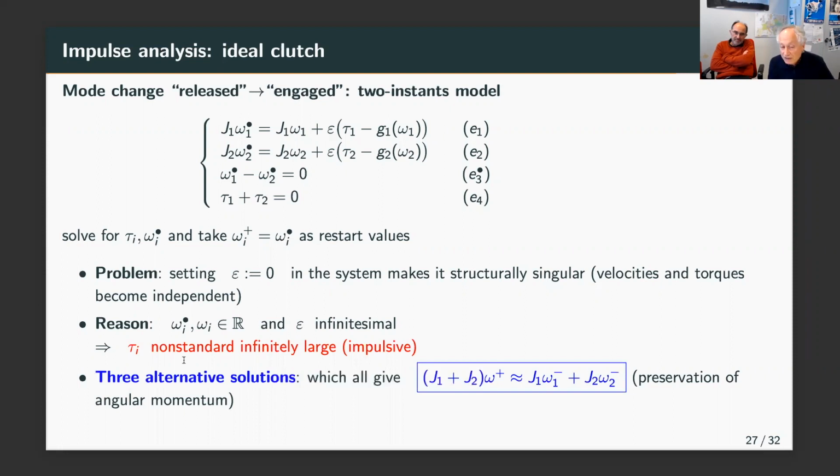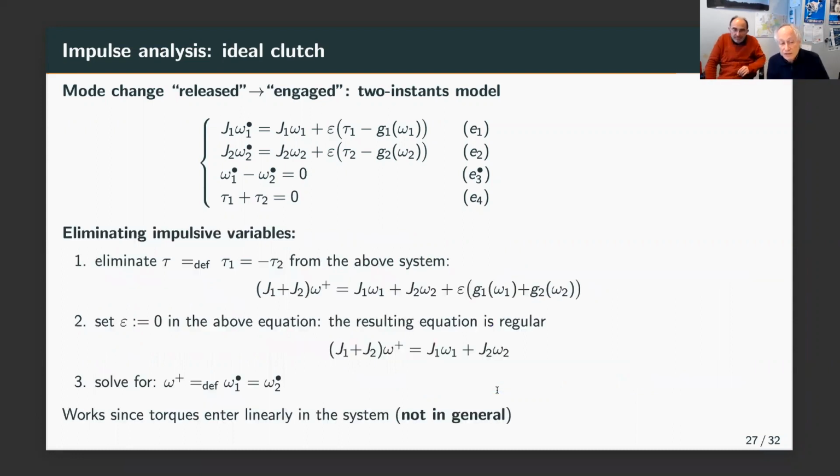So there are 3 alternative solutions to this problem, which all give as a final result, essentially, the formula that we have here, which corresponds to what could be guessed if you understand a bit about the physics of the system. So we get the correct restart formula without any physical reasoning. It's really physics agnostic, but still correct. And it reflects the preservation of the angular momentum.